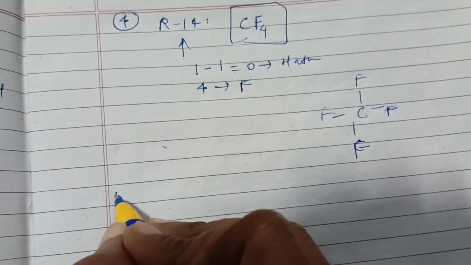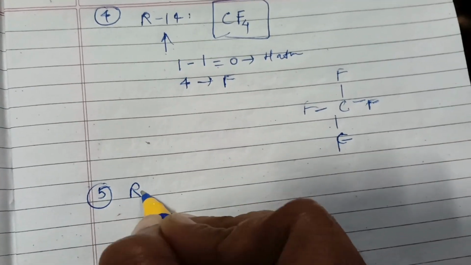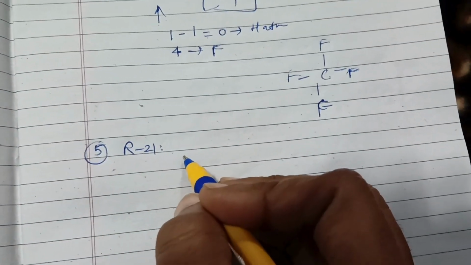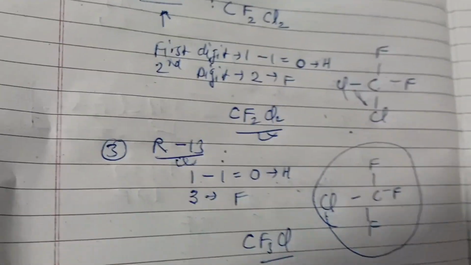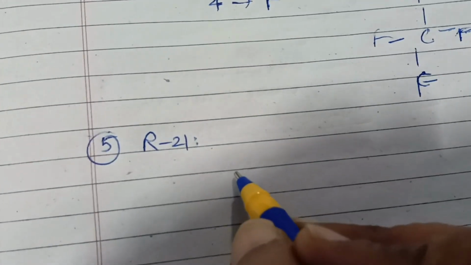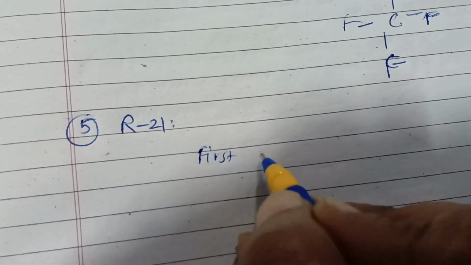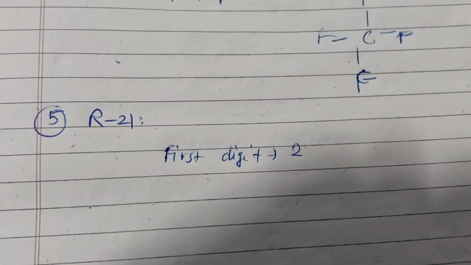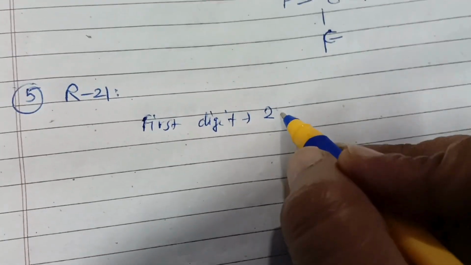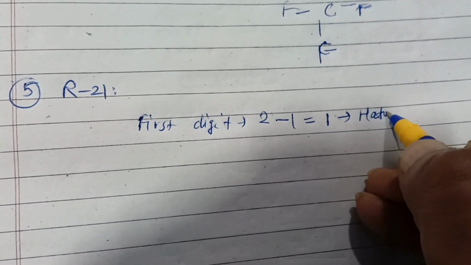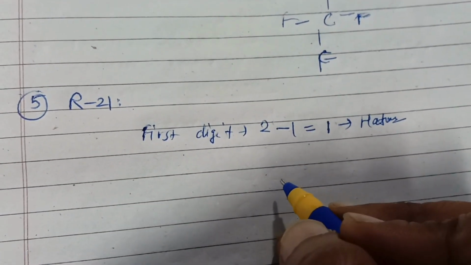Let's find out the chemical formula nomenclature for another refrigerant, that is R21. So here just watch very attentively. This is slightly different from what we have seen earlier in all these refrigerants, R11, R12, R13, R14. This is 21. So here what is the first digit? First digit is 2. So every time, the first digit that you see next to R, you have to subtract 1 from the first digit, and whatever comes will be the number of hydrogen atoms. So here one hydrogen atom will come into the picture.